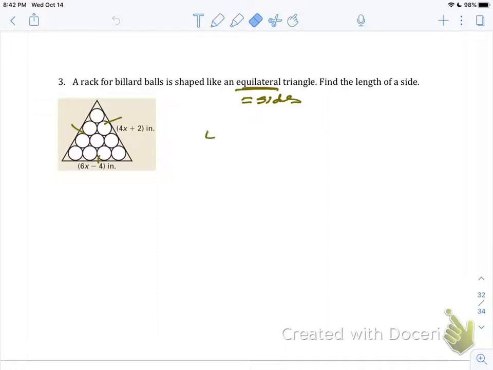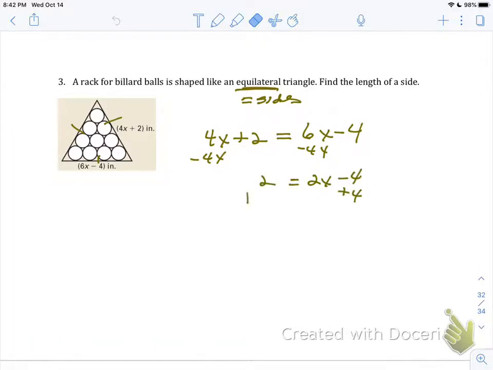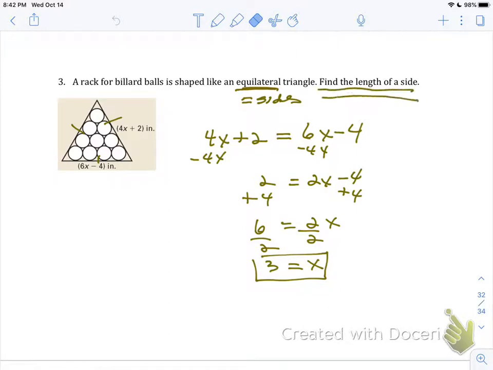So you can set the sides equal to each other, solve for x, and then find the length of each side. Okay, bring over your x's to one side, rewrite your equation, bring your numbers over to one side, rewrite your equation, isolate your x. X equals 3 is important, but I am not done because the question is find the length of the side.